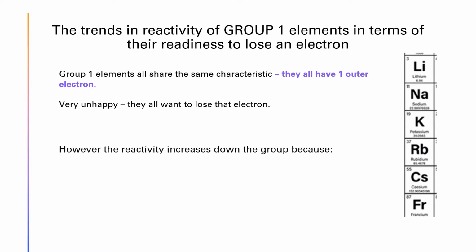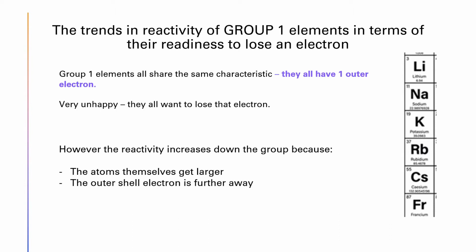So when they react, they would lose that electron. The reactivity increases down the group because the atoms themselves get larger. Therefore, the outer shell electron is further away from the nucleus. Therefore, the attraction between the nucleus and the outer electron is weaker. Therefore, the electron is more easily lost.